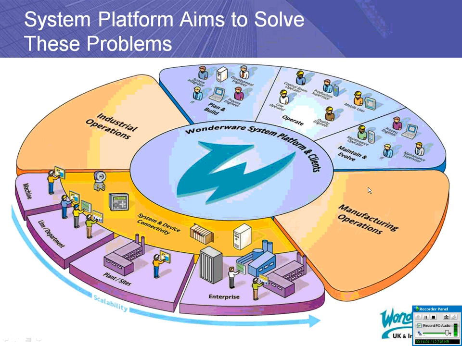The interface to System Platform, there are a number of interfaces. So operators will use InTouch to interface the System Platform. Planners may use the information server to view reports. Maintenance personnel may use Active Factory to view the data from the historian.